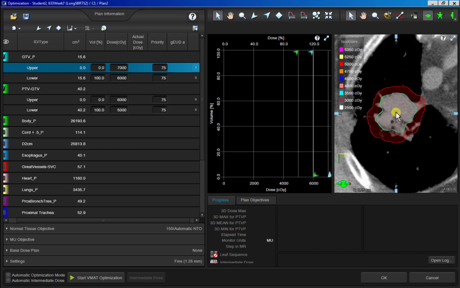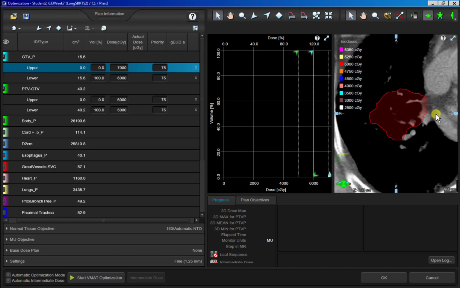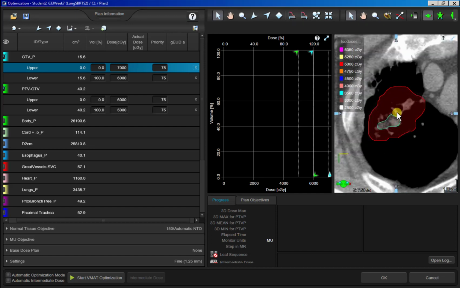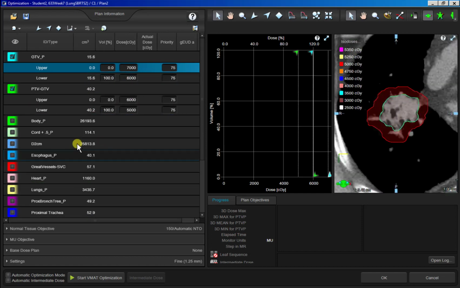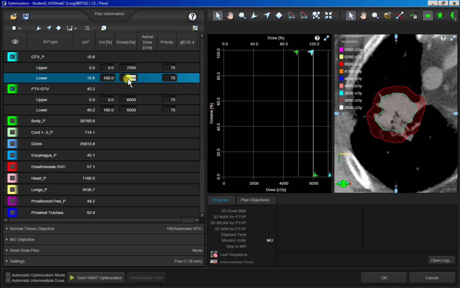Okay. If our PTV did overlap with an OAR or was really close, that would affect what I would put in here. So for example, if our PTV overlapped with our heart, our heart, we're shooting for a max dose of, I think, 5,300, something like that. I can't remember the exact constraint. But because it's overlapping and we're trying to limit the hotspot of that heart, say the heart touches my GTV, for example, I'm not going to put 6,000 on the GTV since it touches or is very close to that OAR. Make sense?